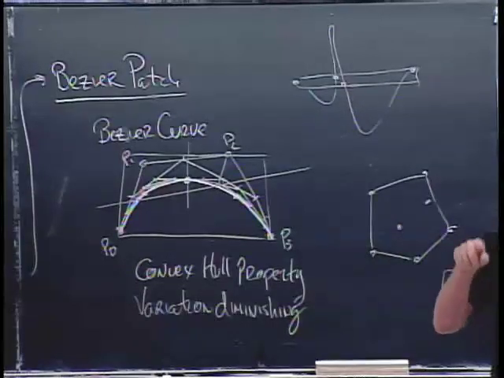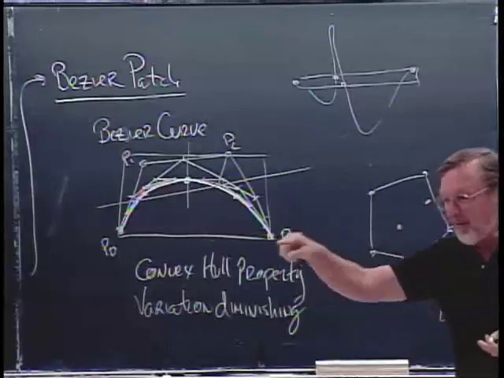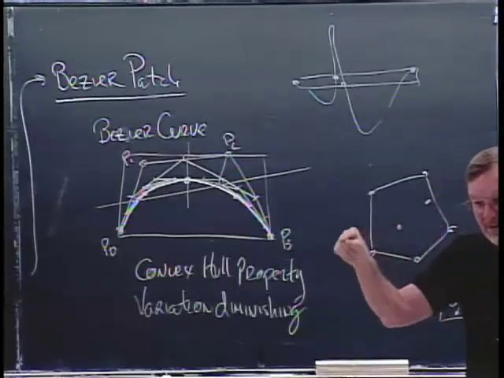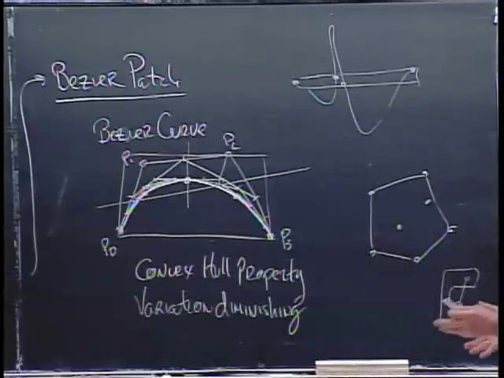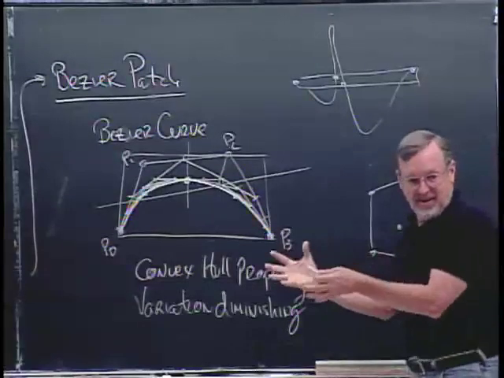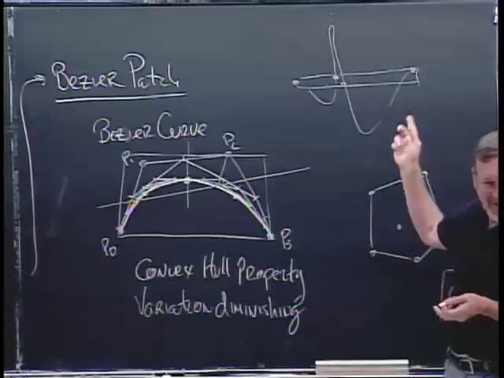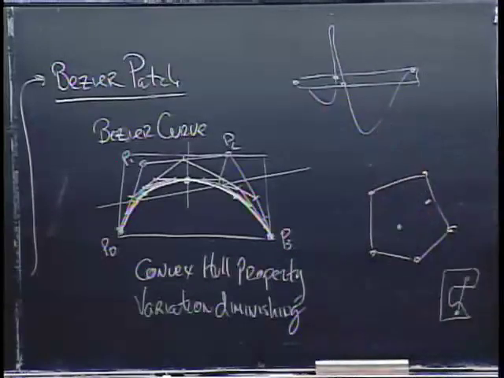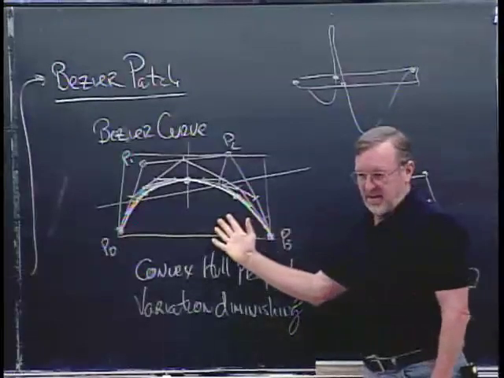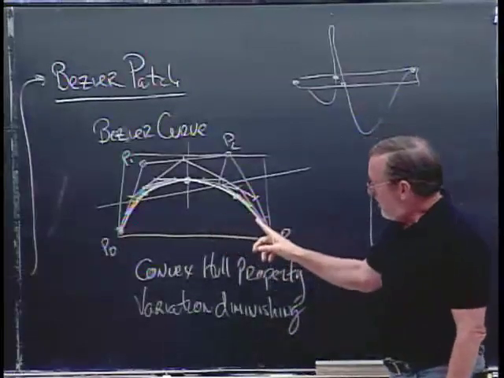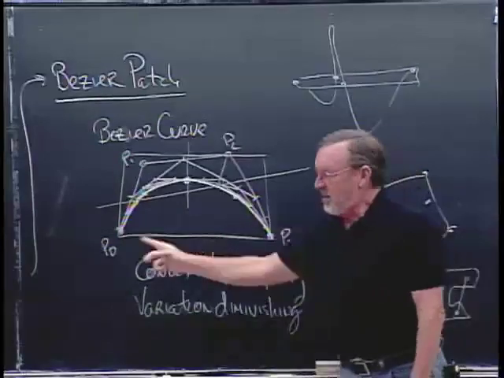If you had a curve that really wiggled, you could run a line through there and it would intersect a whole bunch of times. So Bezier curves are really nice. They stay where we like, and they don't wiggle. This one wiggles. I mean, it really wiggles. That's what we really like about Bezier curves: these properties. Now, it goes through the endpoints.